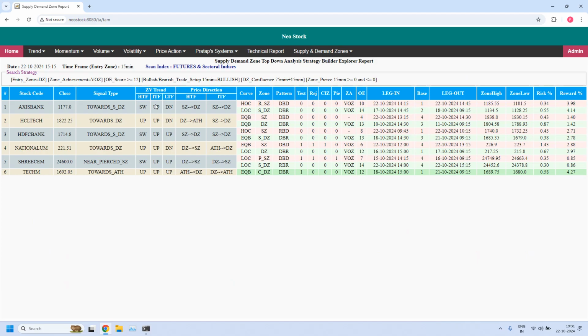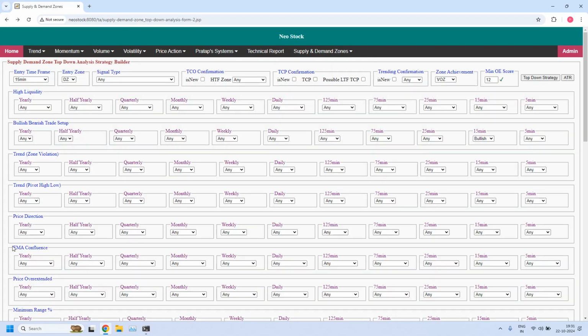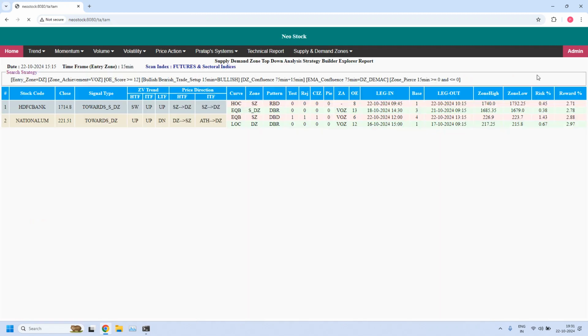And 75 minutes trend is uptrend, that is ITF trend. Because 15 minutes demand zone is part of the 75 minutes demand zone, if these 75 minutes demand zones are having daily EMA confluence, there could be even more high probability setup. Let's verify. In the EMA confluence at 75 minutes time frame, 75 minutes demand zone with daily EMA confluence. With this filter, we got 2 stocks.